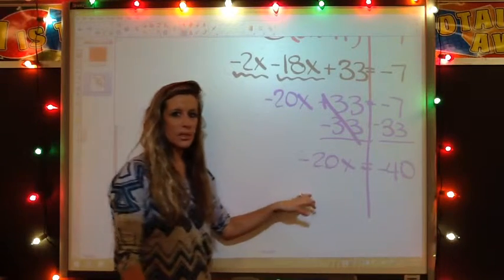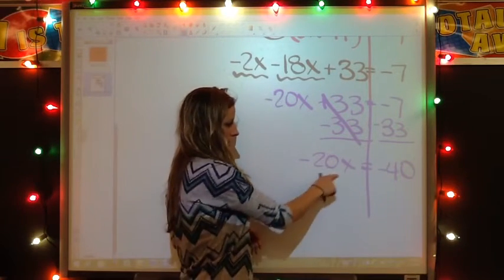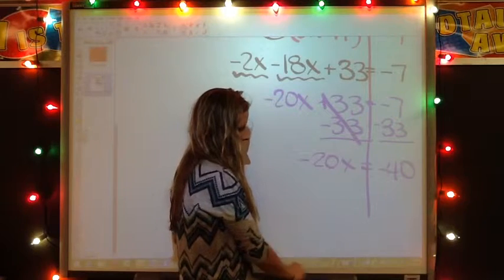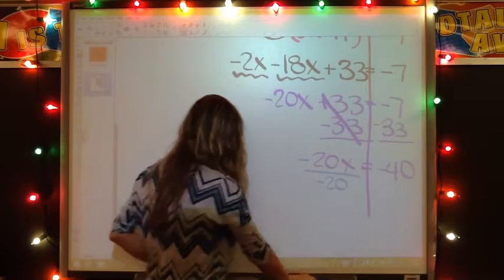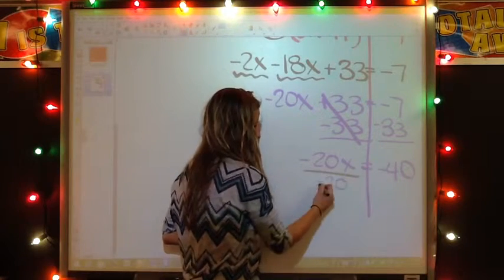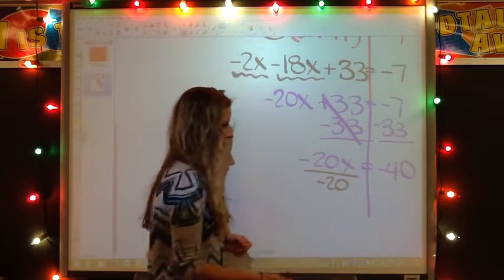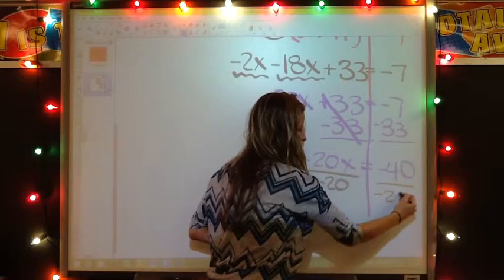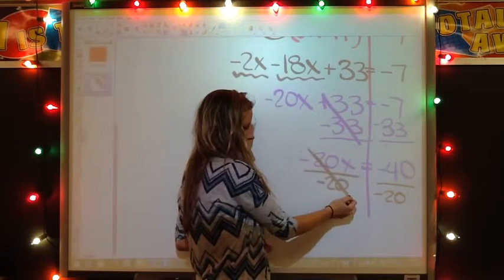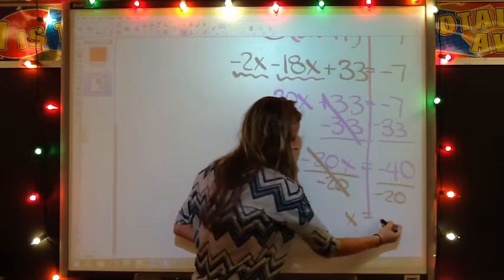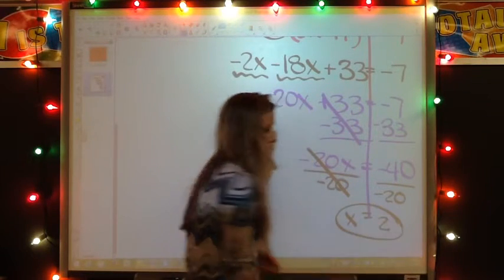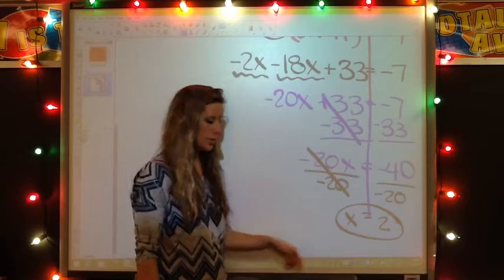Okay, now we're still solving for x. So the opposite of multiplying by negative 20 right here is dividing by negative 20. Let me use black so you can see it. Divide by negative 20 to both sides. So the 20's cancel here. Negative 40 divided by negative 20 would be a positive 2. So x equals positive 2.